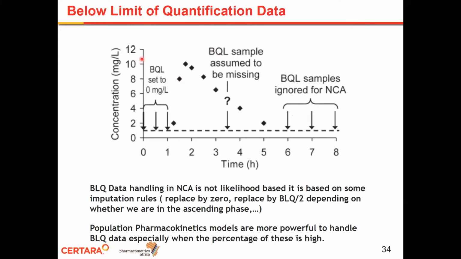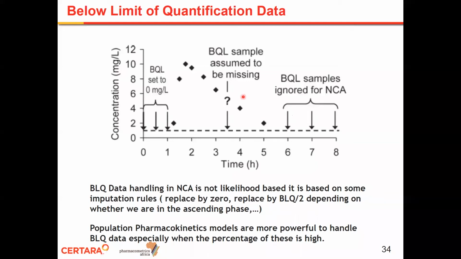One note about the assumptions on BLQ data for NCA. They are mainly based on imputation. They are not likelihood based like we do in POP-PK most commonly. We sometimes have different rules depending on whether we are early in the profile. So before Cmax, for example, we put 0. After Cmax, we might replace it by BQL over 2. You can imagine that different people make different assumptions as long as you document it. And you'll see in the various software there are different options you can choose from.